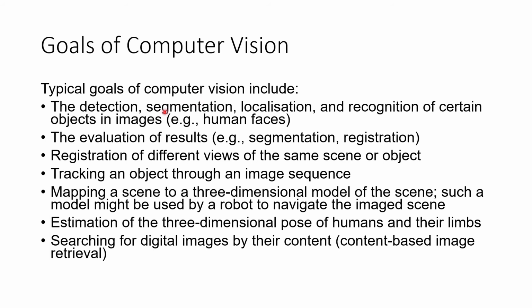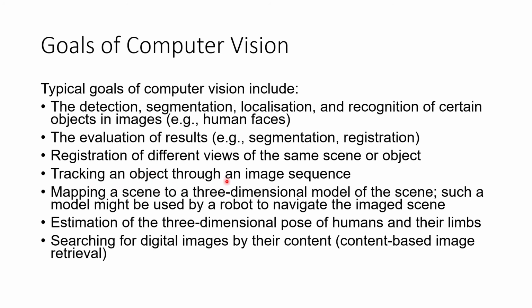Typical goals include detection, segmentation, localization, and recognition of certain objects in the image, let's say human faces, and then also evaluation of results, segmentation, registration, all those kinds of evaluations. You will be taught about different evaluation methods for classification or regression problems. Registration of different views of the same scene. Let's say you are seeing someone's face, and then you have to watch the face from the left side or maybe the right side. Only the left profile or the right profile will be seen. So based on those things, your recognition has to work.